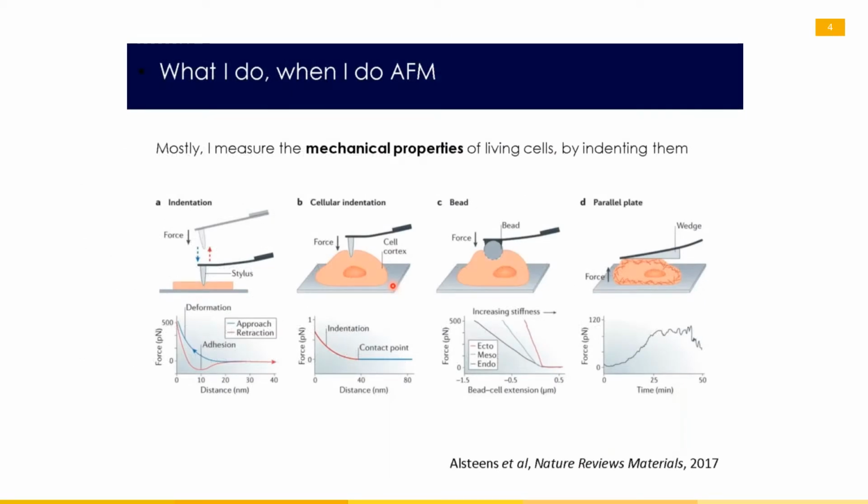So what is she doing when she does AFM? Mostly, she measures the mechanical properties of living cells by indenting them. She uses the AFM as the indenter and at first goes up and down the sample to get the retraction curve here. After finding the contact point, they start indenting and getting the stiffness curve. Samples with higher stiffness have larger slopes, and samples with softer stiffness have smaller slopes.